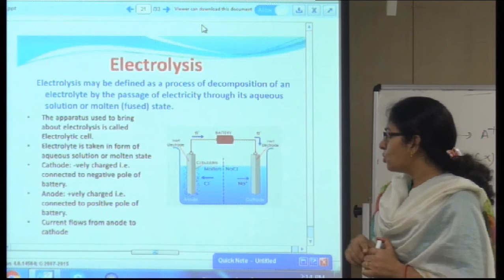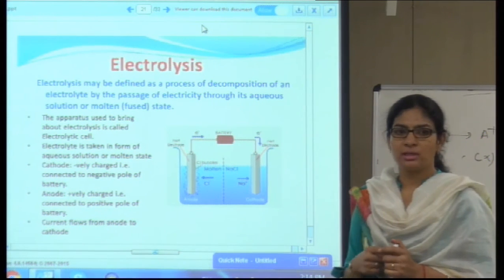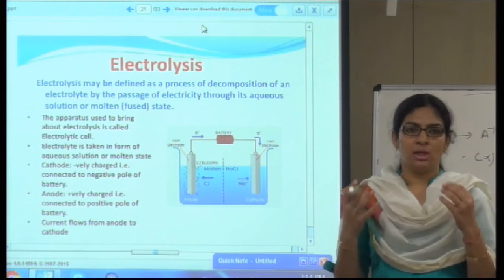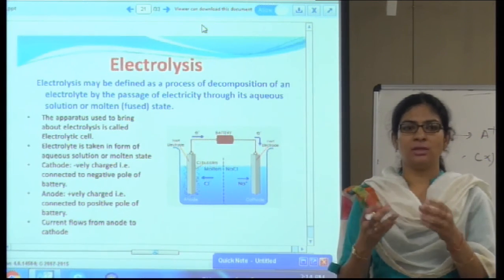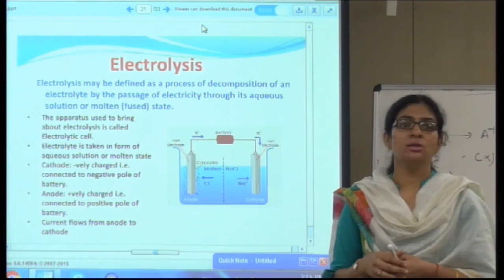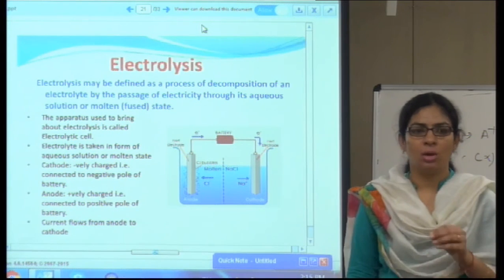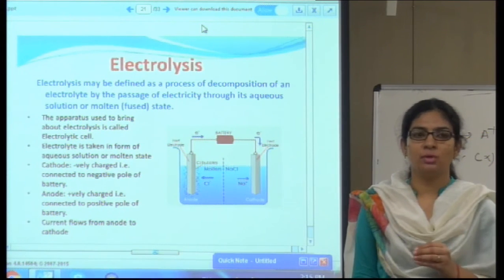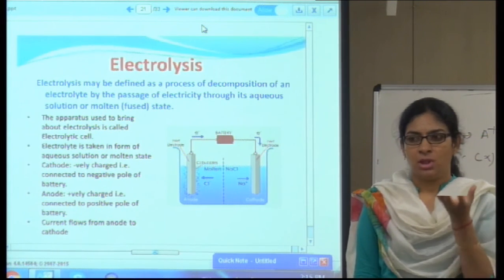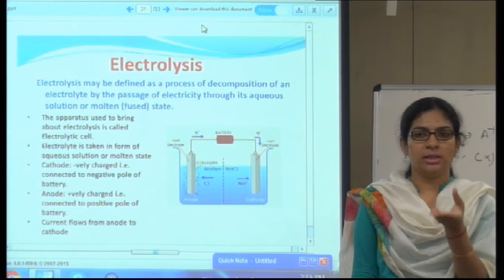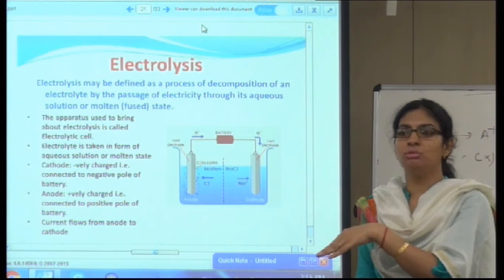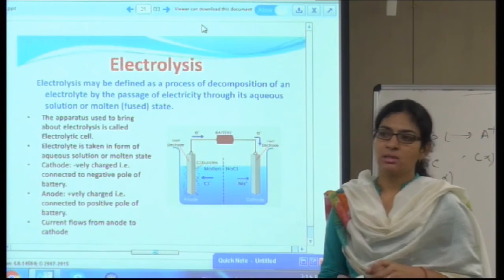So we must know how we define electrolysis. It may be defined as a process in which the electrolyte is dissociated into ions when electricity is passed through its solution. It is not necessary that you always take the electrolyte in solution form, you can also take its molten form. So you include both. If electricity is passed through either an aqueous solution or the molten state of an electrolyte and it dissociates into ions, you call that process electrolysis.